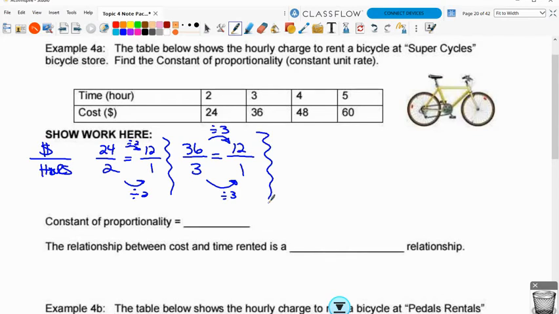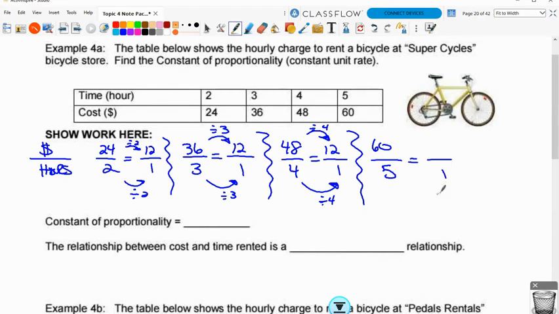All right, third set of data, it was $48 for 4 hours to rent the bike. To get our unit rate, we'll divide each of the numbers here by 4. And 48 divided by 4 is 12. So again, we have a unit rate of 12 over 1. And then finally, it was $60 for 5 hours to rent the bicycle. Divide by 5 to get to our unit rate. And again, 60 divided by 5, we get a unit rate of 12 over 1.